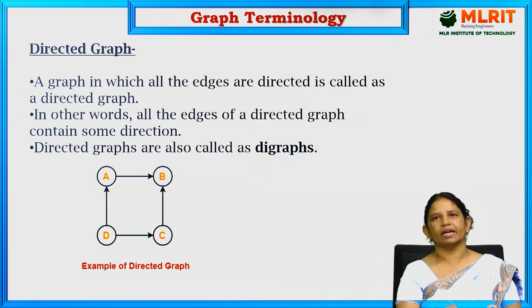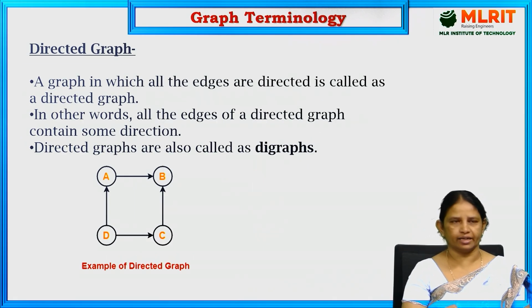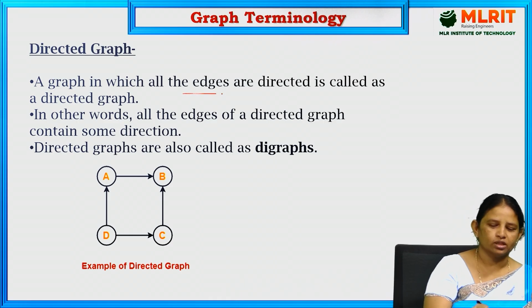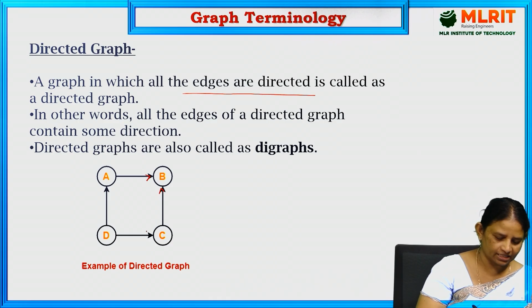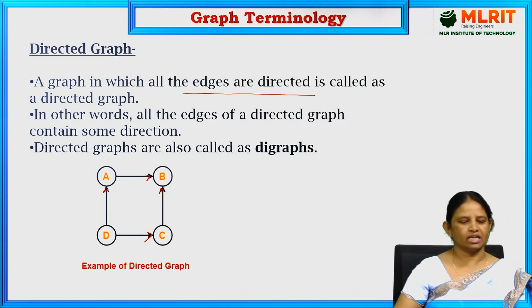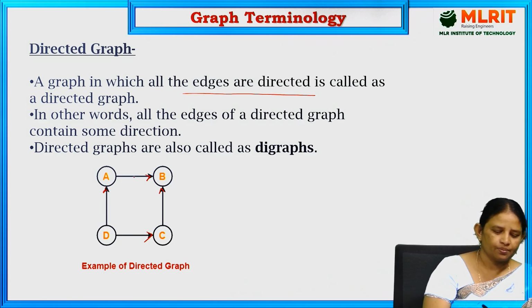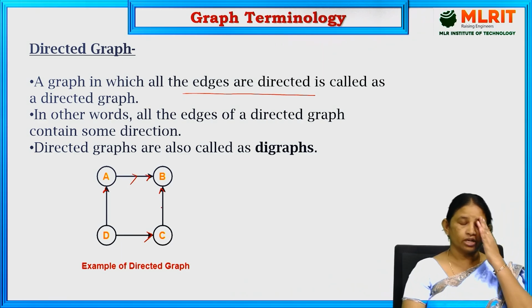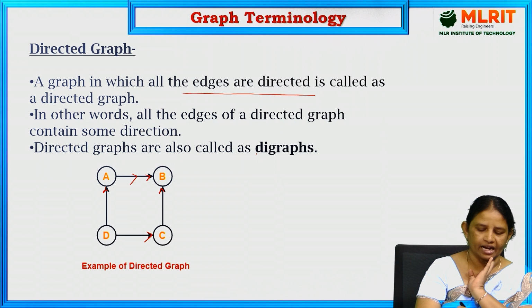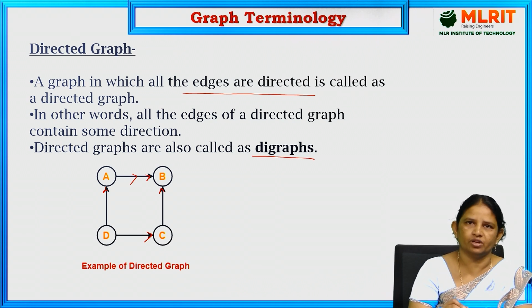Next, directed graph. What is the definition of a directed graph? A graph in which all the edges are directed. That means there is an arrow mark on the edges, and it is called a directed graph. In the case of a directed graph, all the edges contain some direction, that is an arrow mark. So it is also called a digraph. Another name for directed graph is digraph.